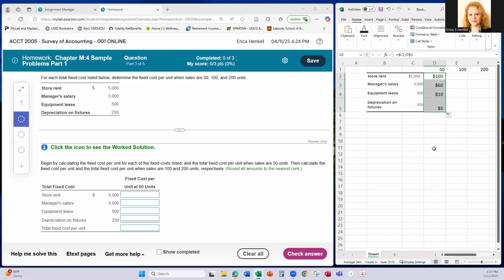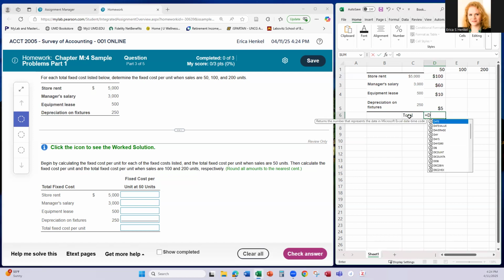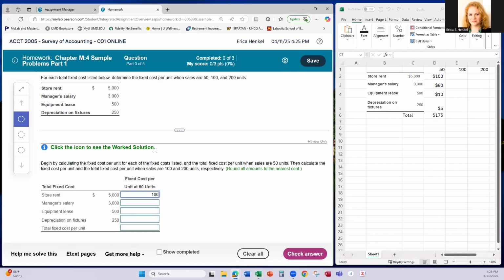So for each of these, I have the following amounts, and I'm going to total these up to get a total fixed cost per unit for 50 units. So sum of D2 through D5 there, which gets me 175 per unit in terms of fixed costs at this production level. Now remember, this doesn't mean that this actually changes if we increase our units. We're just allocating this out in this situation.